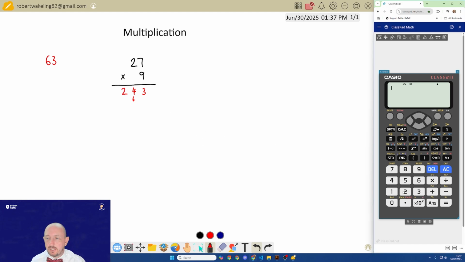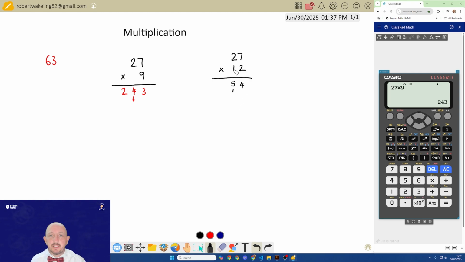Let's just check that on the calculator. Yeah, that's correct. Now, when we move to the next stage here, let's say we're doing something like 27 times 12. We're working from this bottom right hand corner. 2 times 7 is 14, and 2 times 2 is 4, plus the 1 is 5.